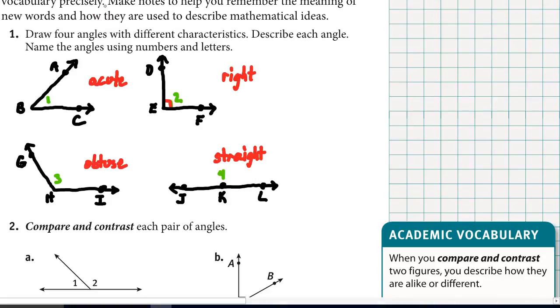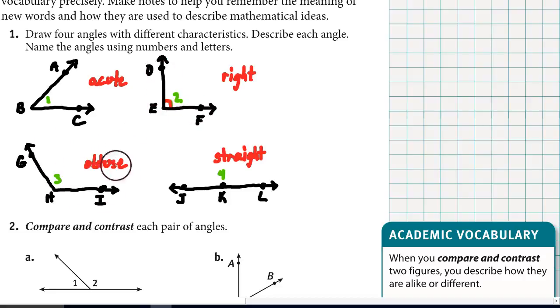So here are 4 angles with different characteristics. In this first picture, I've drawn the angle so that its measure is less than 90 degrees. This is called an acute angle. It could be named angle 1, angle B, or angle ABC. In the second picture, I've drawn the angle so that it measures exactly 90 degrees. This is a right angle. It could be named angle 2, angle E, or angle DEF.